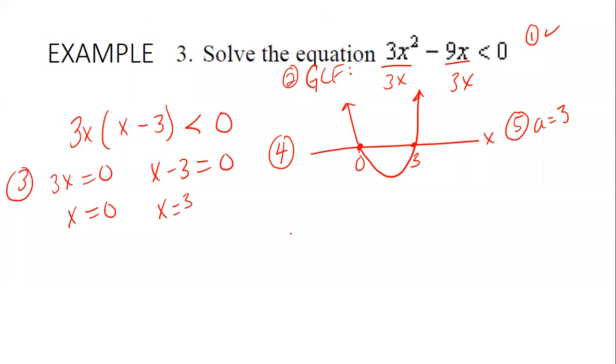So step 6 is now, what are we asking ourselves? When are we less than 0? So we're looking for below again. So we're below the x-axis. And this time, again, it's what? Connected. So from 0 to 3.